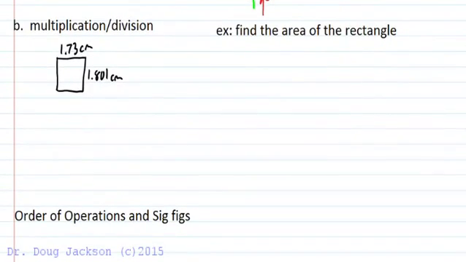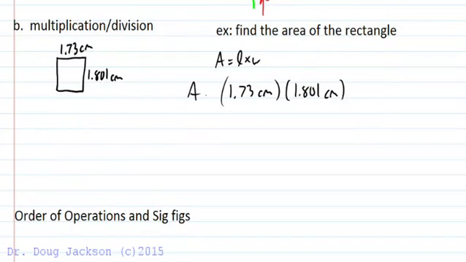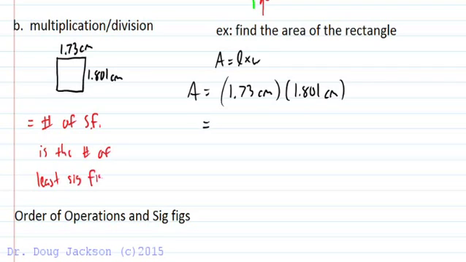Multiplication and division, a little bit different, not too bad. If we want to find the area of a rectangle, well, area is length times width, and so we can take our 1.73 centimeters and take our 1.801 centimeters, multiply those together. With multiplication and division, the number of sig figs is going to be equal to the number of least sig figs in any factor or divisor.